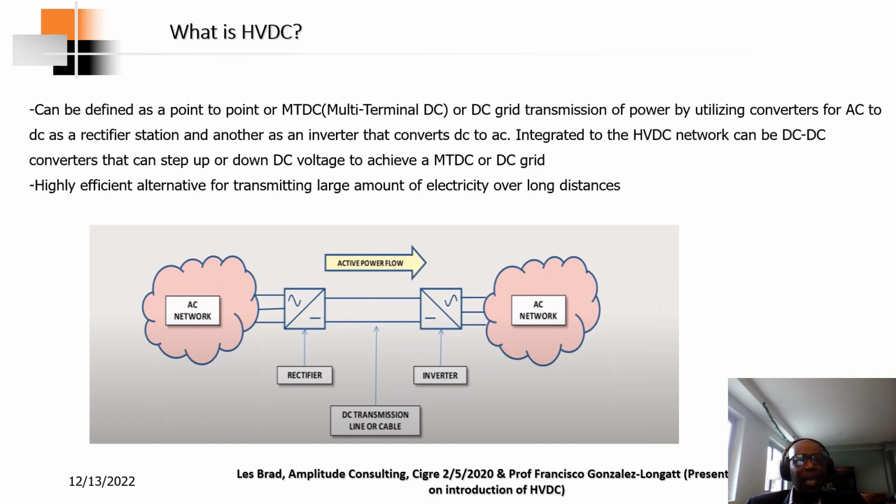HVDC is very efficient and it's an alternative means of transmitting a large, bulk amount of electricity over long distances. And basically that is what is utilized in China, where all the hydro generating stations are located in the northeast area of China. And to get the power transmitted to the load centers that are located in the south area, HVDC is utilized.